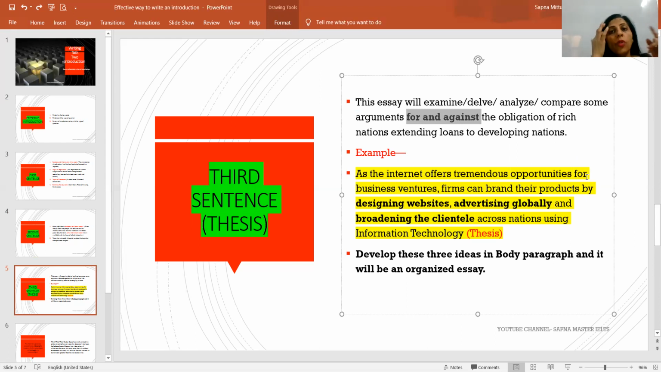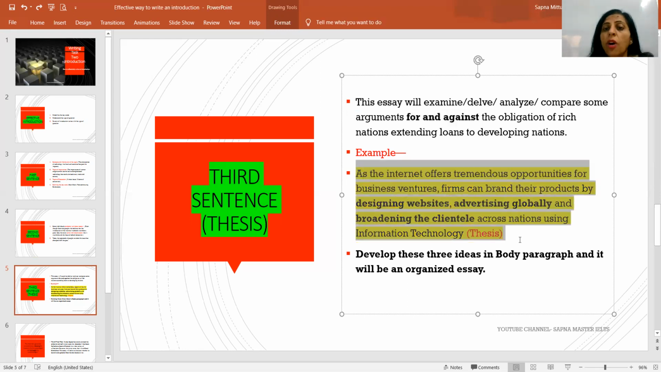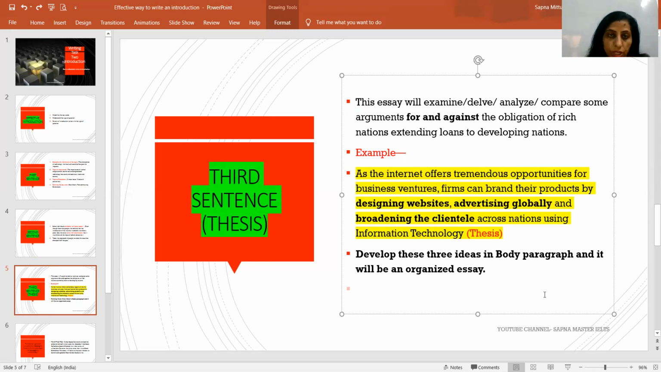Now, moving ahead, I have also given one more example which is of higher level. If you are already aware of 5.5, 6 and 6.5 band level and the grammar according to that, so this was the basic part. But if you want to move ahead to 8 and 8.5, so the example which I have written down just below that, you can see: as the internet offers tremendous opportunities for business ventures, firms can brand their products by designing websites, advertising globally, and broadening the clientele across the nations using information technology.